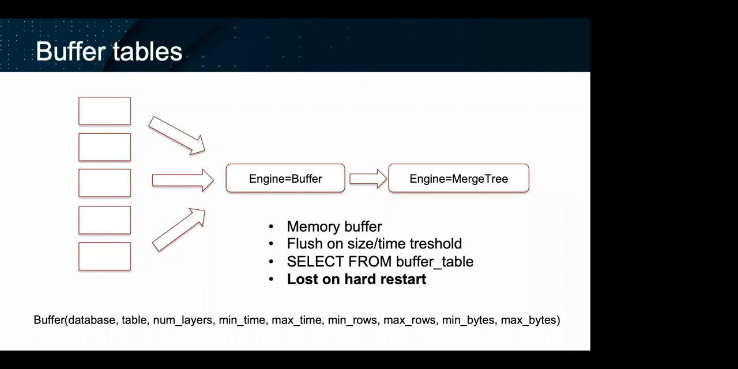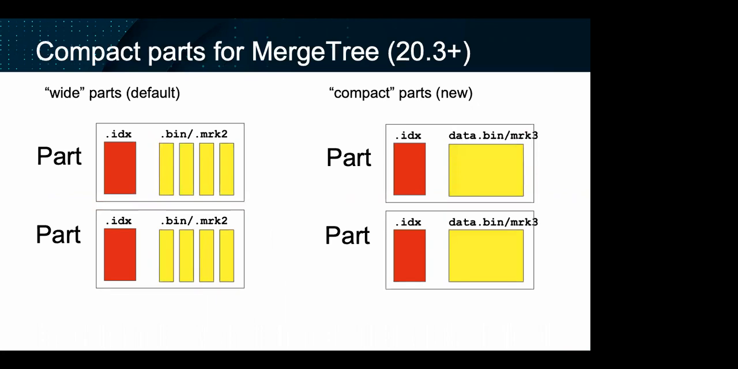This is a good approach, and it has existed in ClickHouse for years, but the problem is that the data can be lost on a hard restart. So if the server has been restarted, then everything that is in the buffer can be lost. So while it's good enough, it doesn't fit some user expectations. Another technique is polymorphic parts, and polymorphic parts consist of two new features.